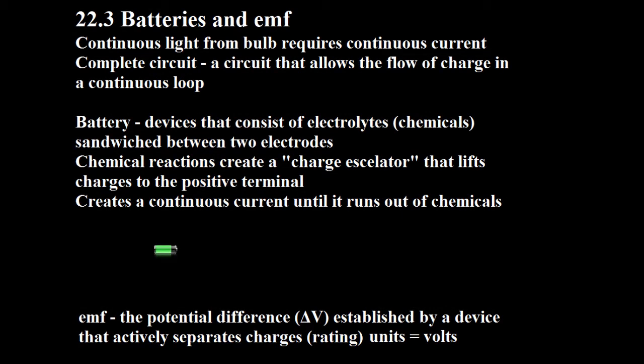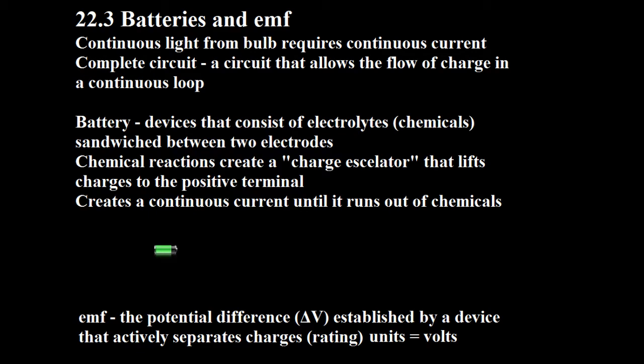A complete circuit is a circuit that allows the flow of charge in a continuous loop. In order to provide this continuous loop, batteries are used, and batteries are devices that consist of electrolytes, or chemicals, sandwiched between two electrodes, or ends. And the chemical reactions in the batteries create a charge escalator that lifts charges from the negative terminal to the positive terminal, and this creates a continuous current until the battery runs out of chemicals.